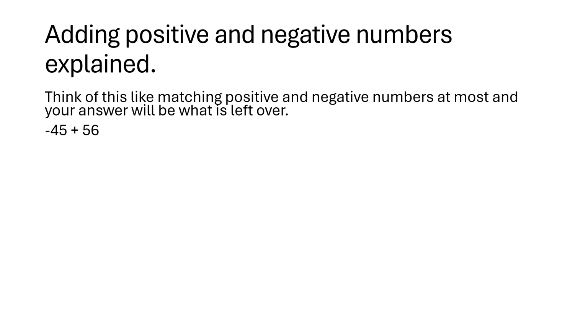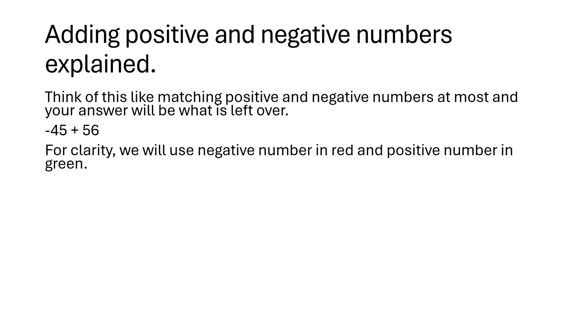And our example is negative 45 plus 56. And so for clarity, we'll use negative numbers in red and positive numbers in green. So negative 45 plus 56. And then of course, to match negative 45, we'll take 45 from 56 of the positives. And so now we have negative 45 plus 45 plus positive 11.